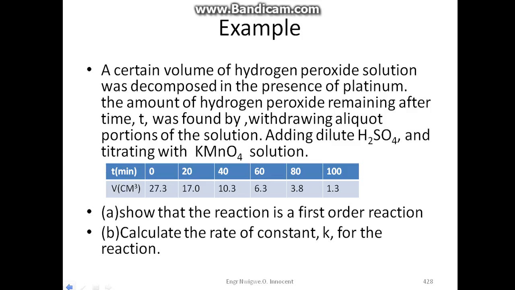Example: a certain volume of hydrogen peroxide solution was decomposed in the presence of platinum. The amount of hydrogen peroxide remaining after time t was found by withdrawing an aliquot portion of the solution, adding dilute tetraoxosulfate(VI) acid and titrating with potassium tetraoxomanganate(VII) solution. Looking at this table, (A) show that the reaction is a first order reaction. (B) Calculate the rate constant K for the reaction.